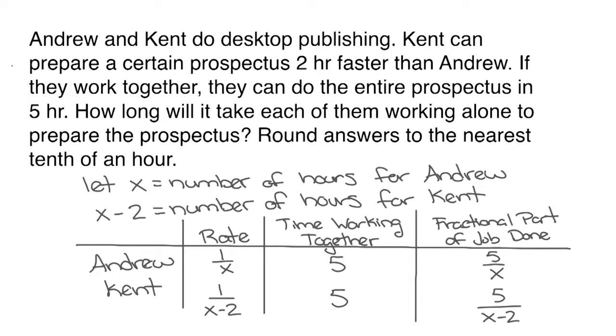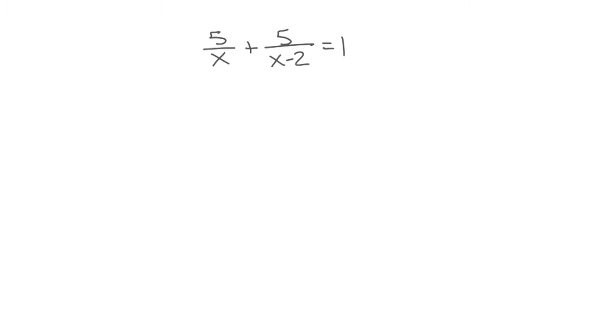Now we can use this information to write an equation that we can solve for x. If Andrew completes 5 over x of the job and Kent completes 5 over x minus 2 of the job, and they complete the whole job, then we know that 5 over x plus 5 over x minus 2 is equal to 1.